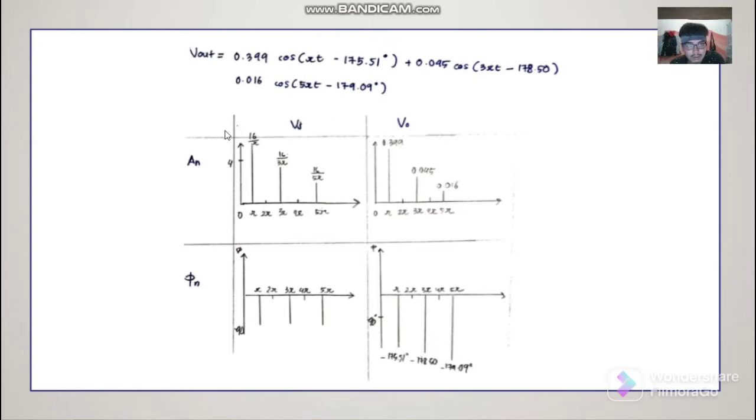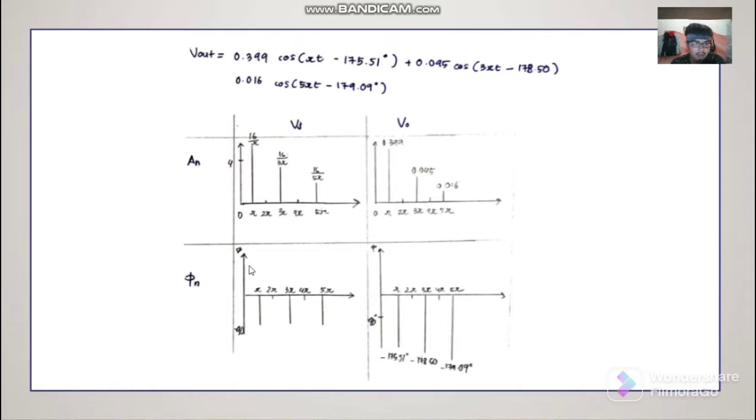So VS graph, this is the VS graph, at 0 pi, 2 pi, 3 pi, 4 pi, and 5 pi, and then we label the graph. So the VS is 4, and then at pi it is 16 per pi, at 3 pi it is 16 per 3 pi, at 5 pi it is 16 per 5 pi, and then for V out, this is the value of this, 0.399, 0.045, 0.016. So we label it on every pi, 3 pi, and 5 pi.